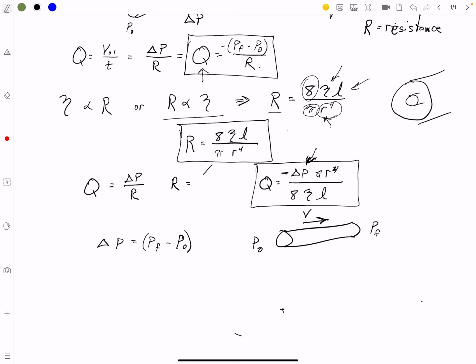And I don't know if the book does that or not, but I'm going to do it simply because this equation will be negative if your velocity of fluid is going in that direction. This will be lower than this, so P final minus P initial will be negative. So we got to have a negative sign here. Okay, so make sure that you don't get that backwards.